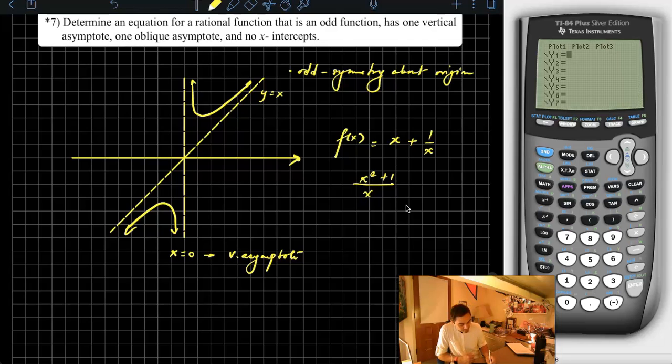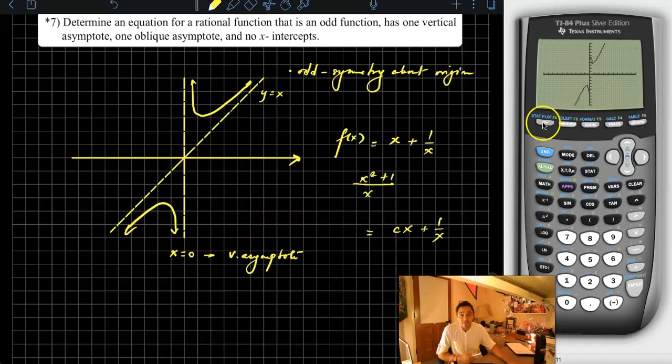Now, we could also come up with a whole family of functions: any constant c times x, plus 1 over x, should work. For instance, if I plug in 3x plus 1 over x, I should have a function that satisfies those constraints. It just has a steeper slope, and still is symmetrical about the origin. I could go 0.2 and have a way flatter looking one. Oh, I sort of like that.